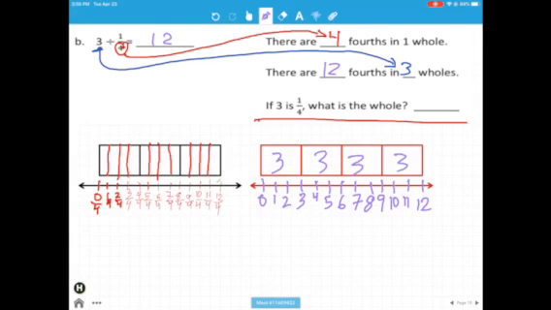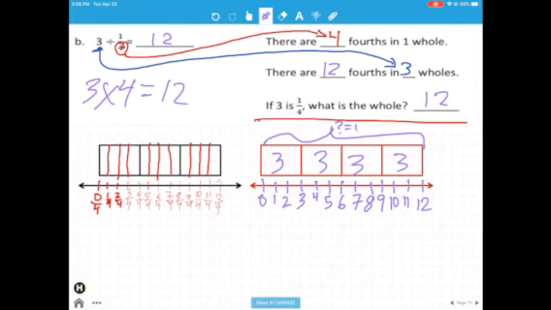3, 3, 3. So we have 3 times 4 gives me 12. So my whole, my complete, is 12. First, of course, we didn't know what the whole was. That was the question, so now we do. It's 12. Any questions you can't ask me right now? Hopefully you understand these two. They should help you with C and D, and on the next page with E and F as well.